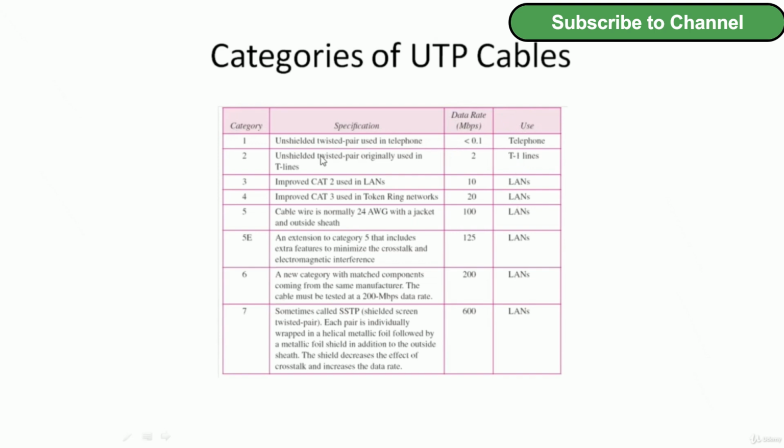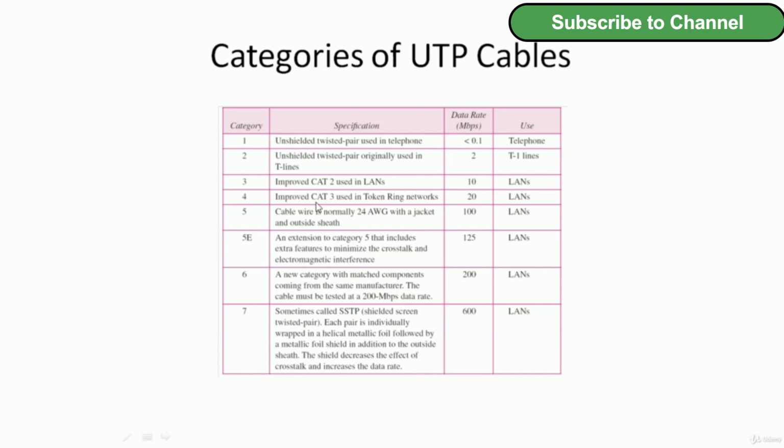So category 1 is unshielded twisted pair used in the telephone, whose data rate is less than 0.1 Mbps and used in telephone. Category 2, unshielded twisted pair, originally used in the telephone lines, and data rate is 2, so that is the T1 lines. Then category 3, improved CAT2 used in LANs. Nowadays it is used in LANs. Data rate is 10 Mbps, used in LANs.